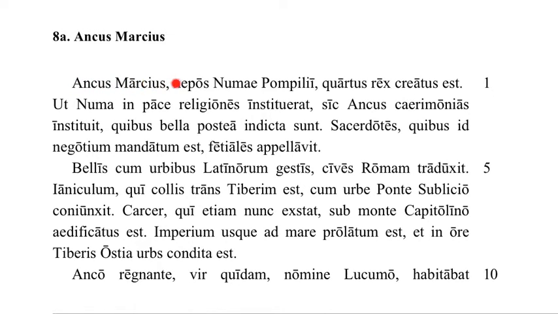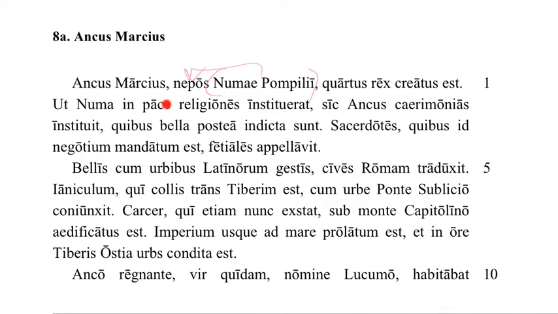Ancus Marcius, nepos numae Pompilii, quartos rex creatus est. Okay, subject Ancus Marcius. This entire phrase describes him. It is an apposition to him. Nepos talks about him being a relative of Numa, so this is a genitive modifying that. Quartus rex, okay, apparently he became a king, and then there's your passive verb, creatus est.